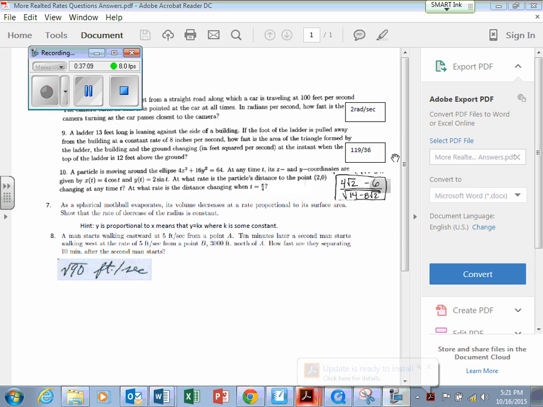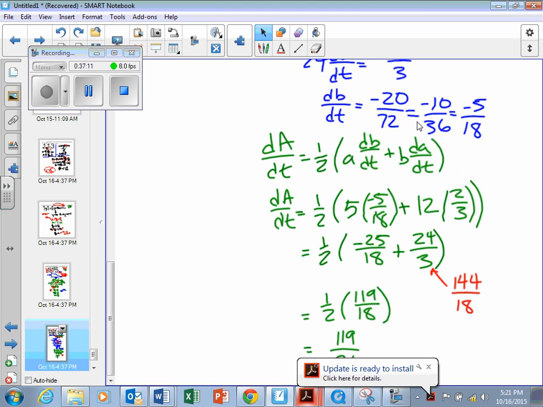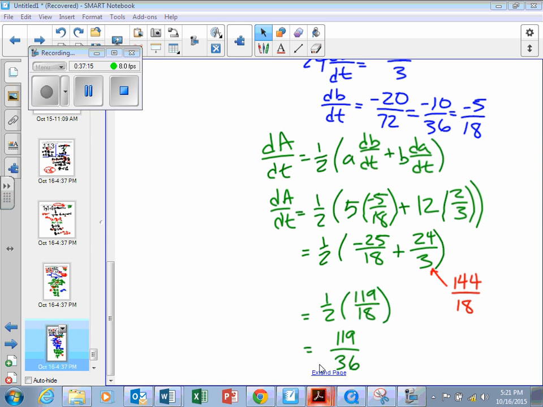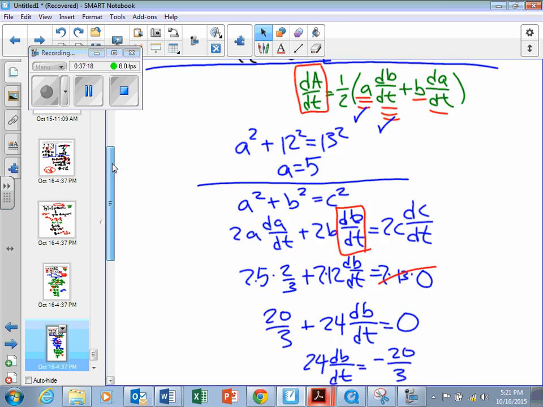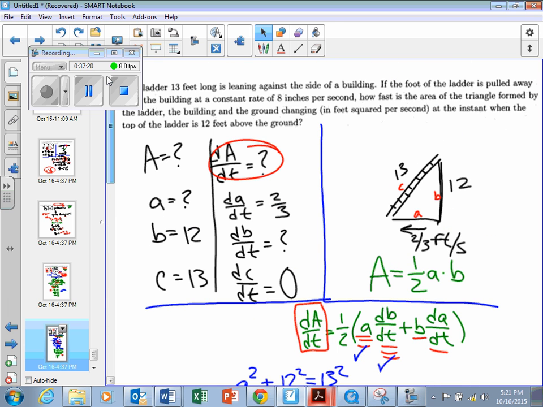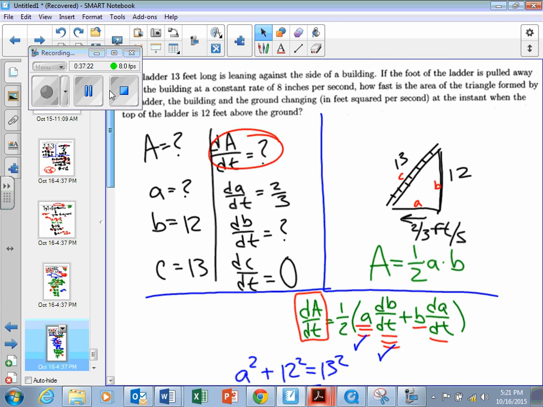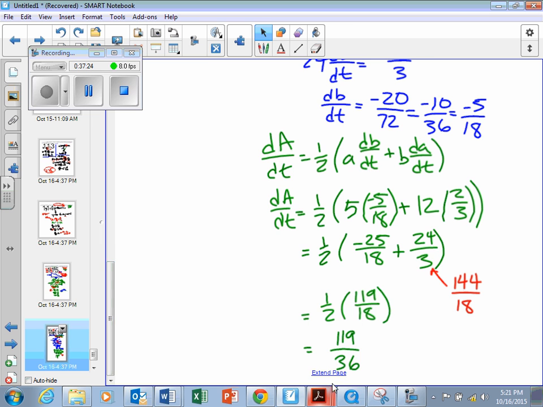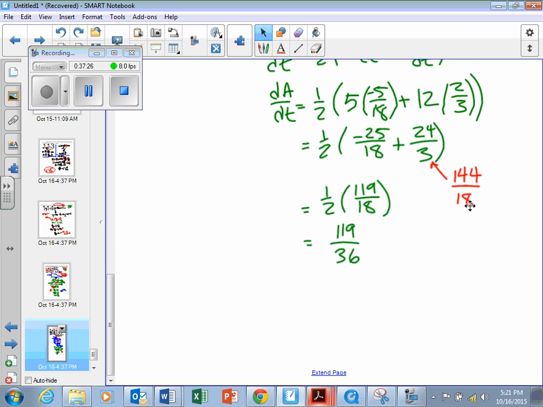And here's the point where I pause the video and cross my fingers that I did it right. Look, I came back showing the answer key so you could see that I did it right. It's 119/36. That's dA/dt. The question asked for us to do it in feet squared per second, and we already converted everything into feet. So I'm just going to go ahead and add my units here. Feet squared per second. Good to go. Awesome.